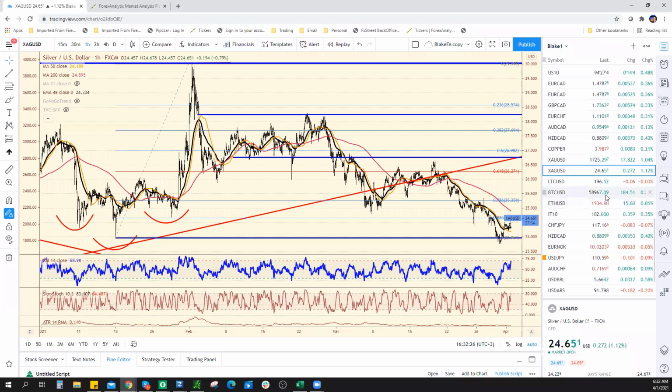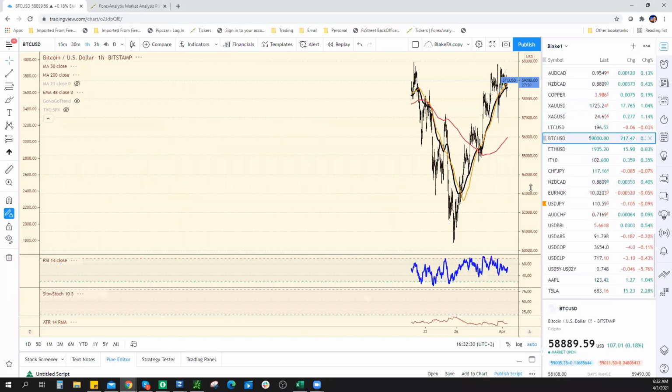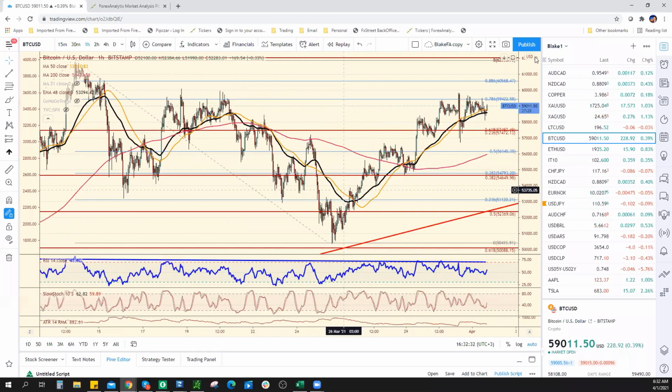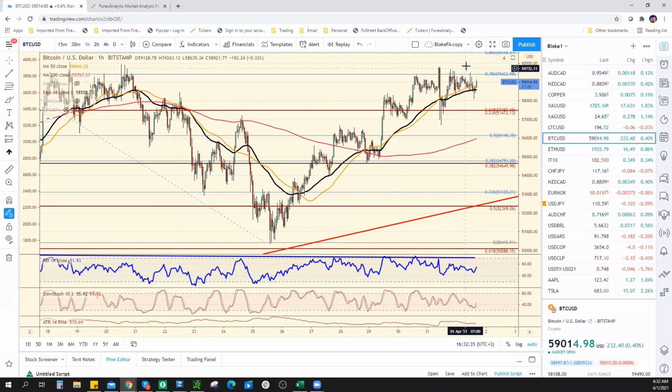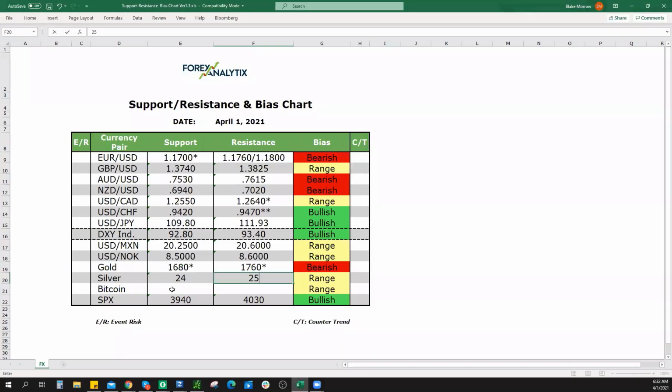Bitcoin, I know we've been monitoring it, but let's just say 60,000, and really support now is at 57,000 intraday. So 57,000 and then 60,000. Okay. And it's bullish. All right. Our bias chart is finished.